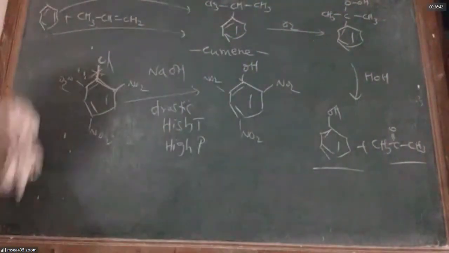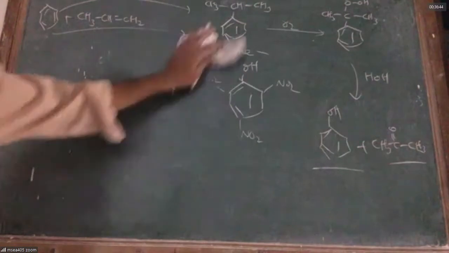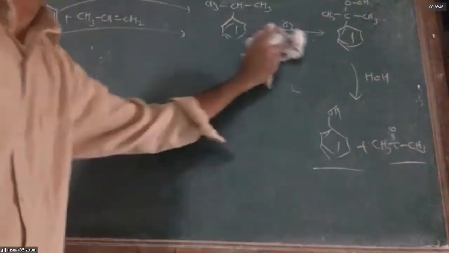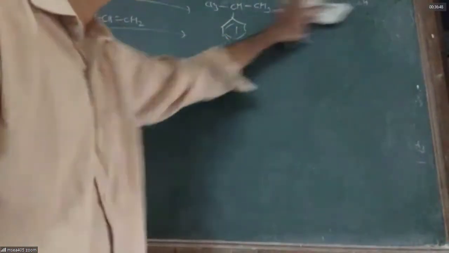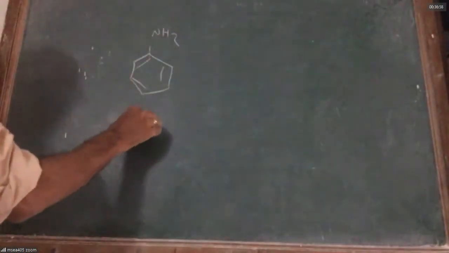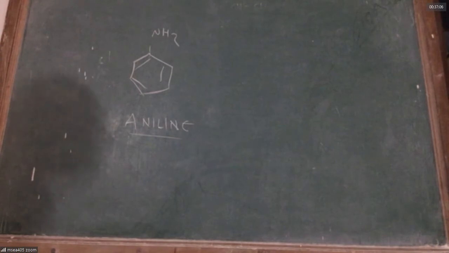Do you remember yesterday we talked about preparation of phenols? Phenol is a compound that has an OH group on benzene. Phenol has a pleasant smell. Sir, this compound, can you name it, any of you, please? Amino. Aniline. Aminobenzene is called aniline.